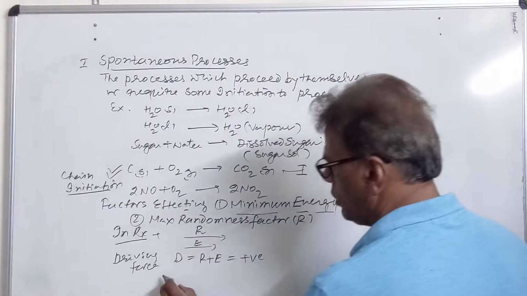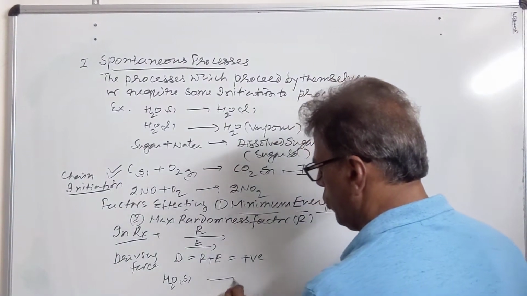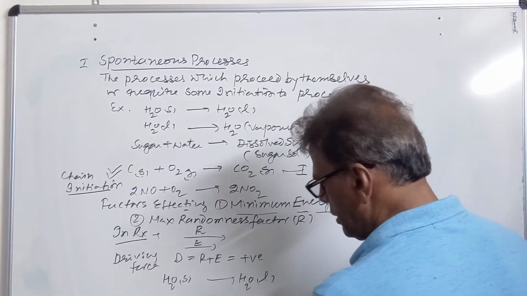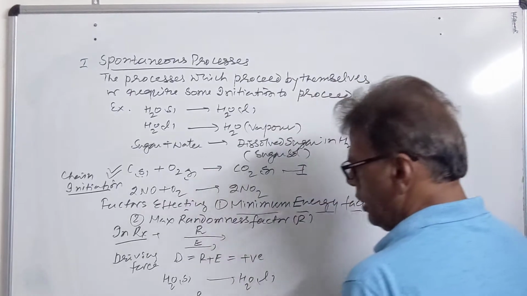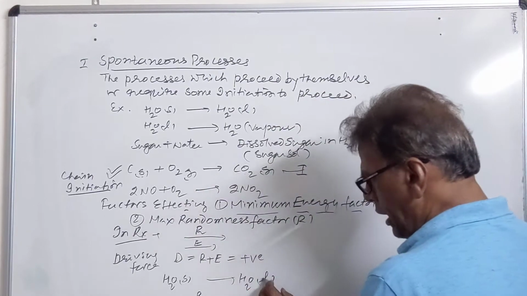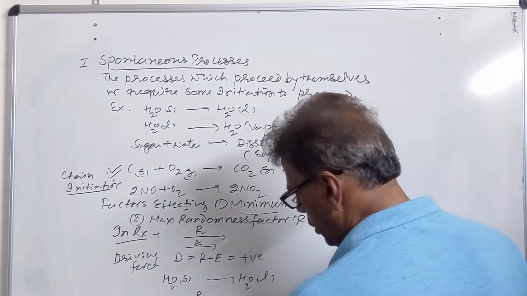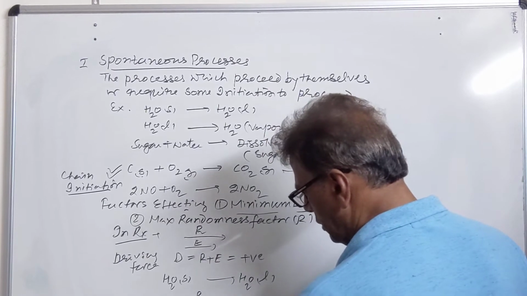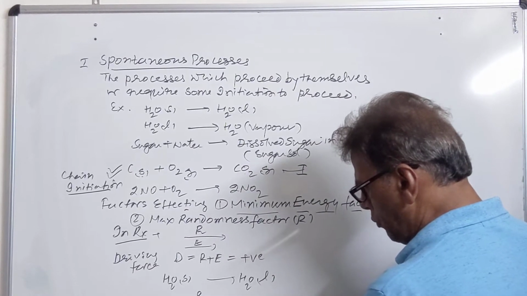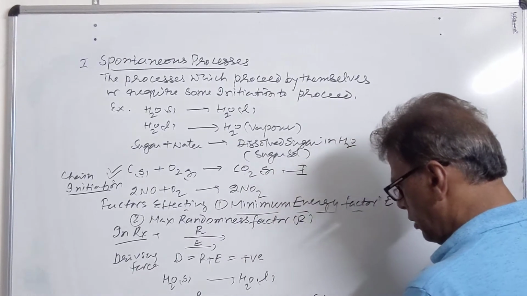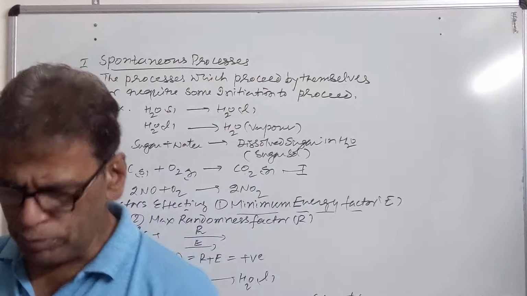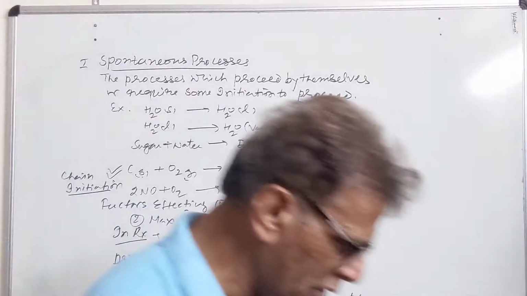Now considering this process, H2O solid to H2O liquid. When we come from this to this state, the randomness factor favors this process, but the minimum energy factor does not favor, because the energy of liquid water is more as compared to solid water. So minimum energy was acting in this direction. Driving force will be forward force minus backward force. This is positive, only then the reaction is spontaneous. So these are the spontaneous processes and the factors which affect spontaneity of the reaction.